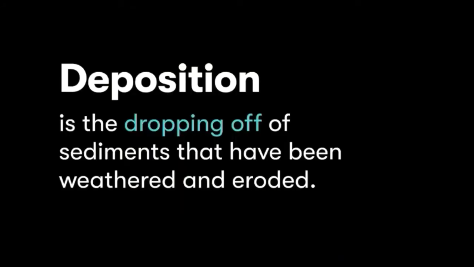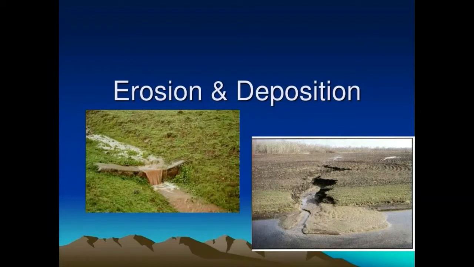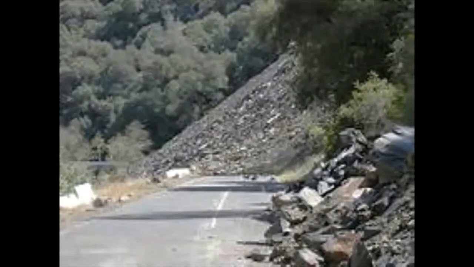The final part of the process is called deposition. So deposition is the dropping off of the sediments that have been weathered and eroded. So to continue my example, those tiny bits of granite, weathered and eroded by the waves, are transported by the ocean currents and eventually get deposited on a coastline many hundreds of miles away. That is deposition, the dropping off of those sediments.